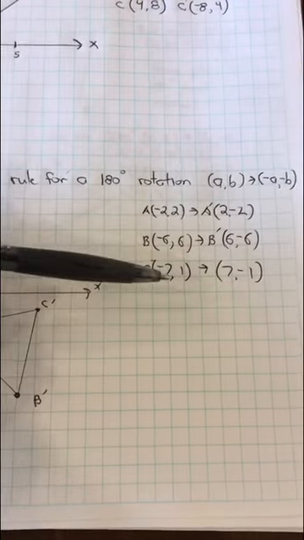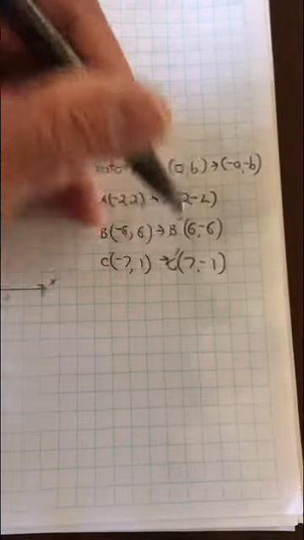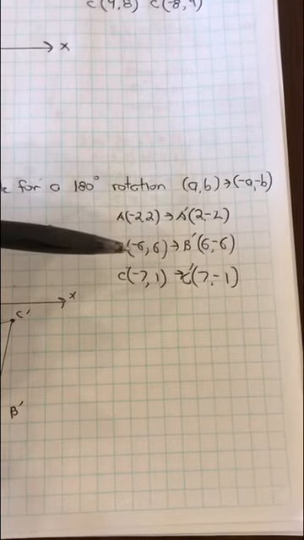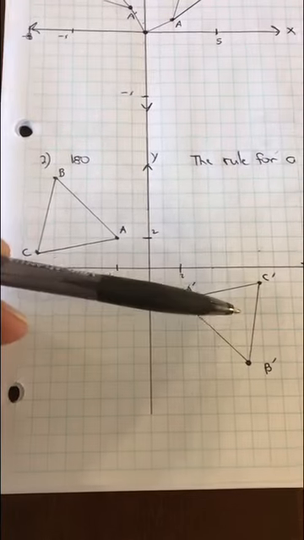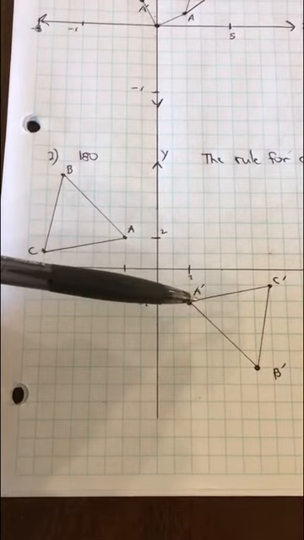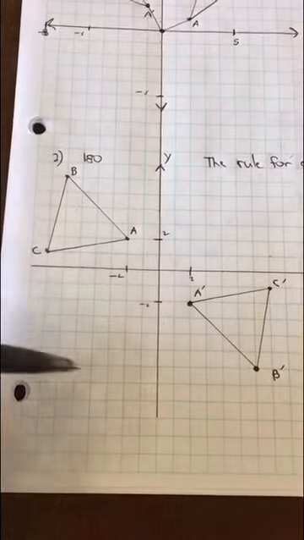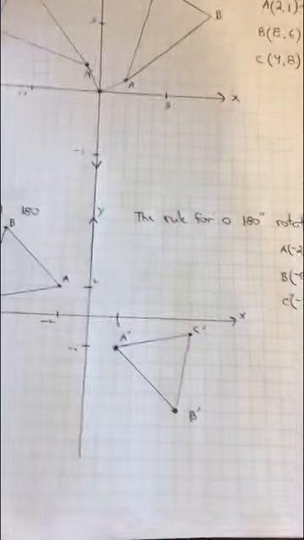And C prime, I forgot the C prime. There we go. C prime, 7 to negative 1. Okay, and it'll look something like this. Notice, 180-degree counterclockwise rotation. A to A prime, B to B prime, and C to C prime. Now there's an interesting thing about 180-degree rotation.